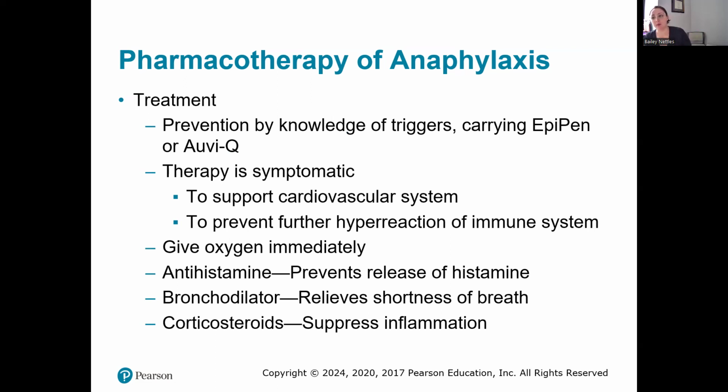When you have an EpiPen, which we're going to talk about in a minute, your patient needs to know how to use it on themselves. It's a big deal. If they don't know how to use it, that's a problem. You need to teach people around them how to use it. Anyone that's going to be with them a lot.